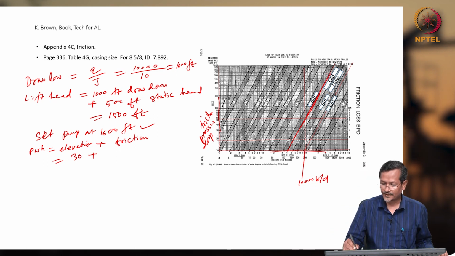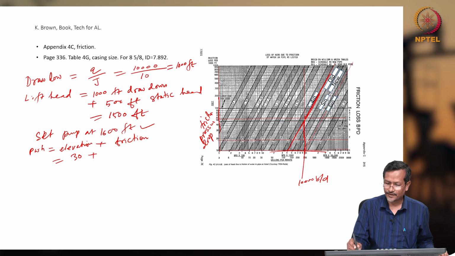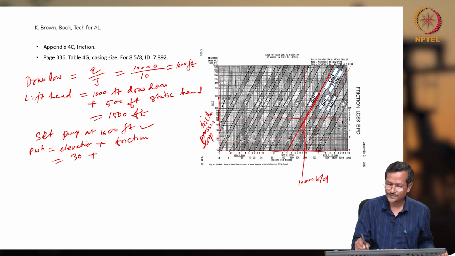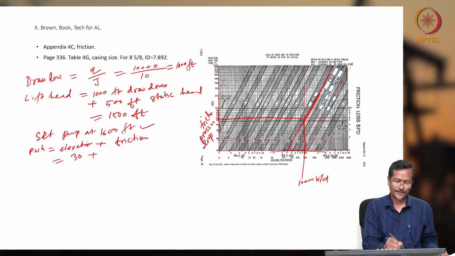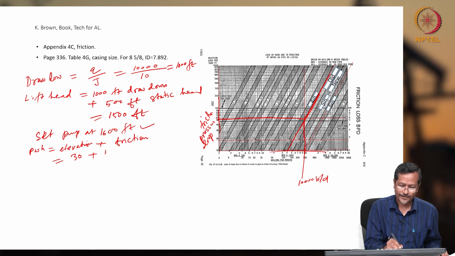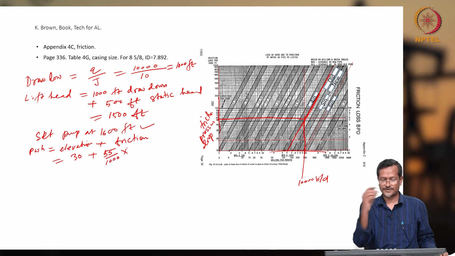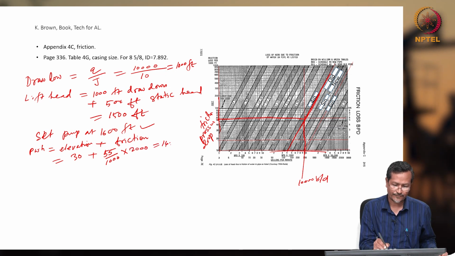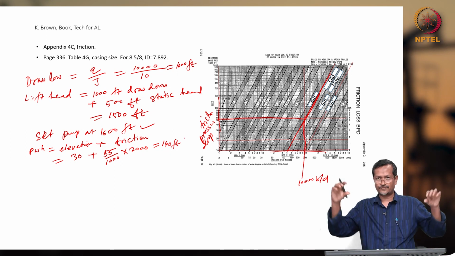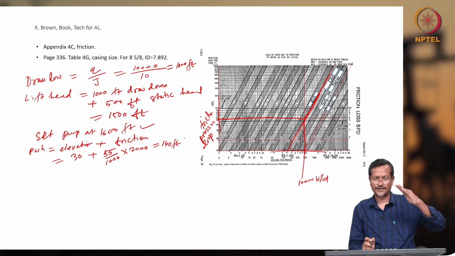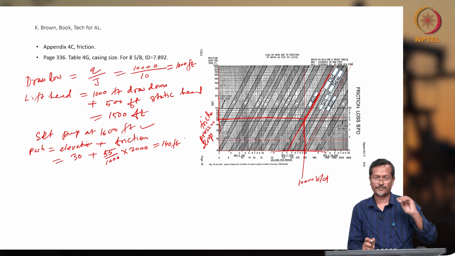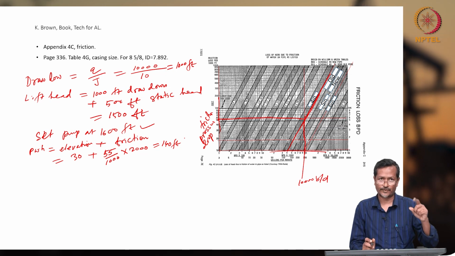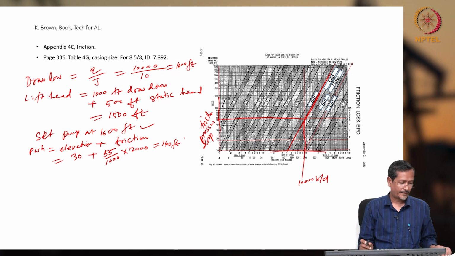So if I extend this one and move towards this, it will be 55 per 1000 feet, times the total length of surface pipe, which is 2000. Okay, so this gives 140 feet. The 2000 feet of surface pipe plus 30 feet elevation is giving 140 feet pressure drop on the wellhead.